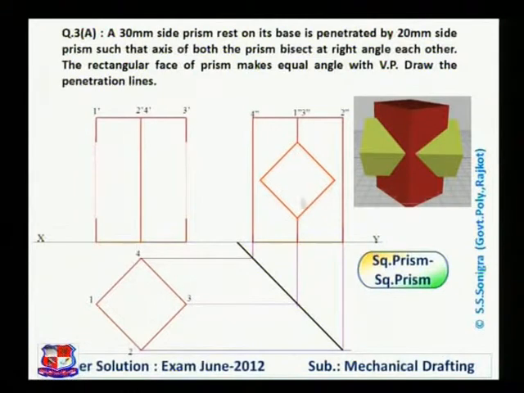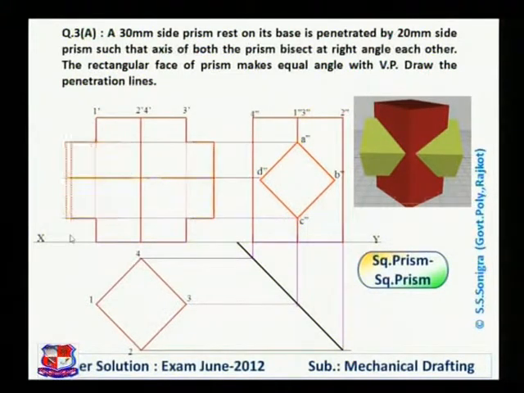line. So mark here the point, the midpoint of its axis. From that point draw a square like this. Then name the endpoints A dash, B dash, C dash, D dash. From A dash draw horizontal lines. From B dash, C dash and D dash draw horizontal lines. So this would be the front view of this penetrating solid.